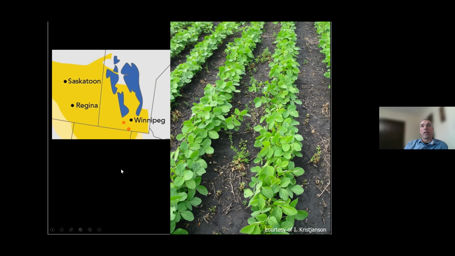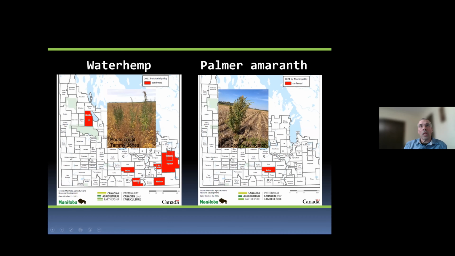Couple of notes on new herbicide-resistant weeds that we need to keep an eye out for. Some of you have probably heard about these already. Water hemp is in Manitoba now. Here's the map. And Kim will probably talk a little bit more about identification of these 2 weeds. And Palmer amaranth was discovered in Manitoba in one field last summer. These are both in the amaranth family. They are very troublesome weeds.